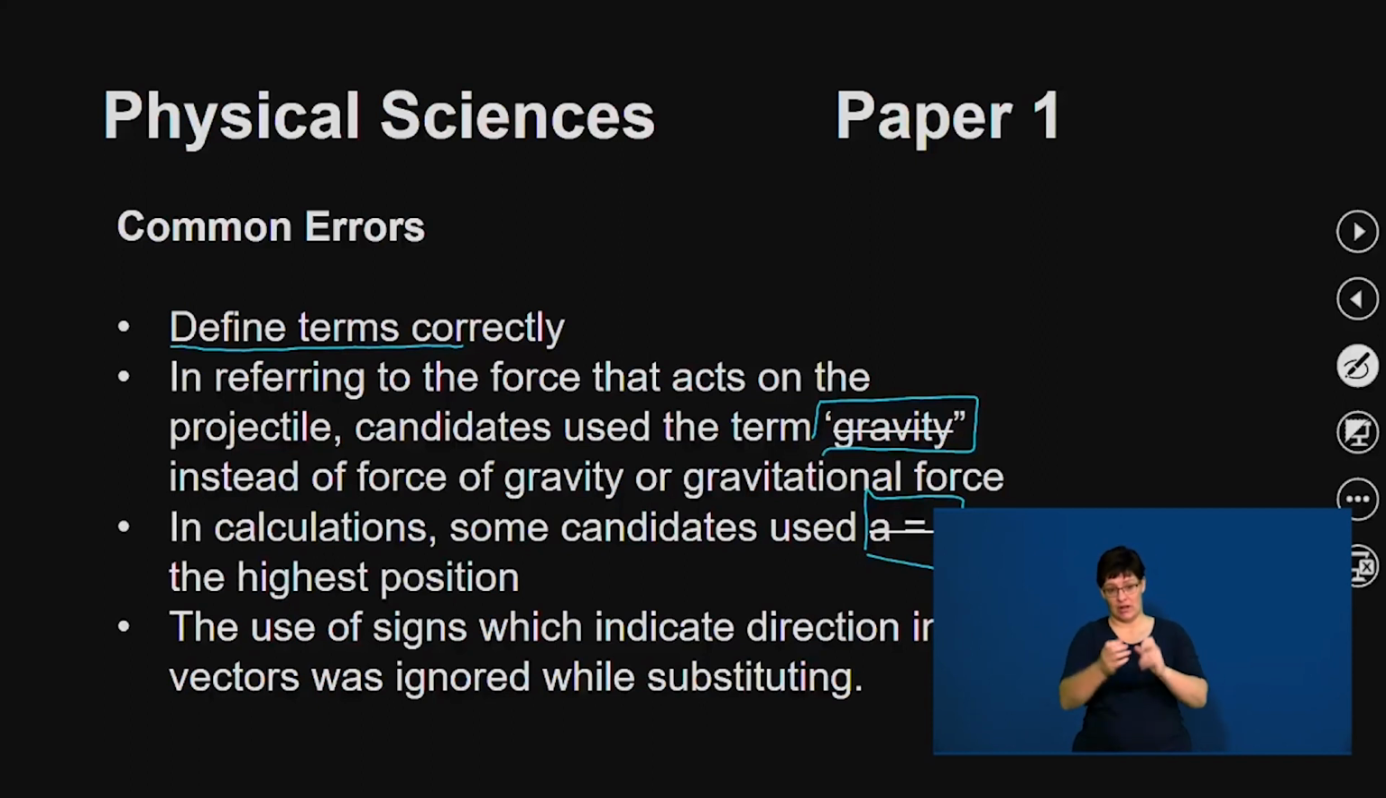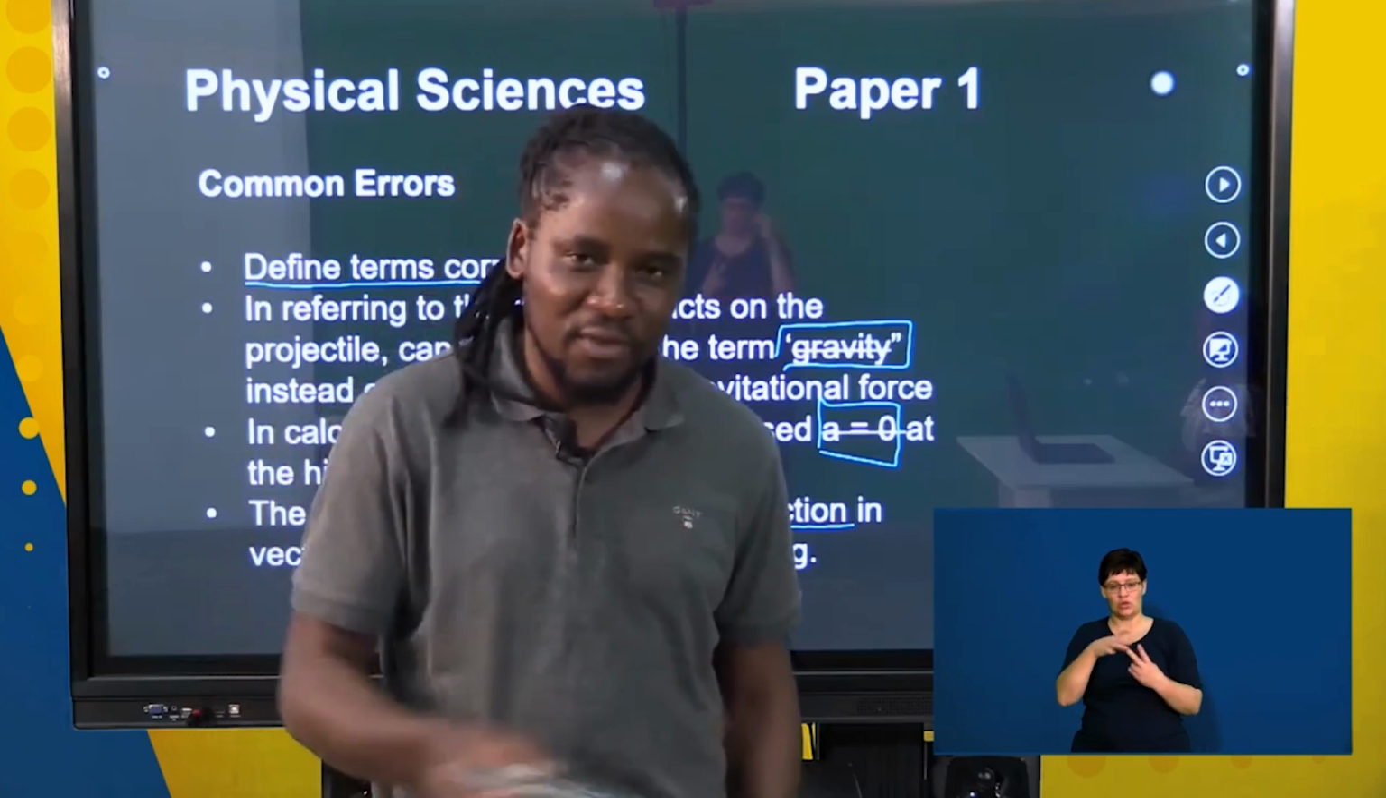Okay, now the use of signs to indicate direction is one of the problem areas. So you define your direction, you choose your direction, you state it clearly from the onset, and you maintain that. Okay, right. So while substitution is being carried out, take note that in physics, the negative suggests the opposite of the direction that we chose as positive from the onset.